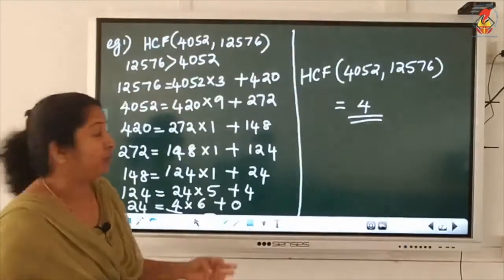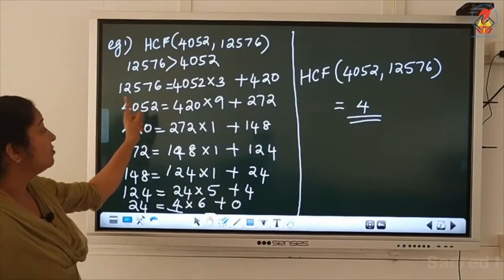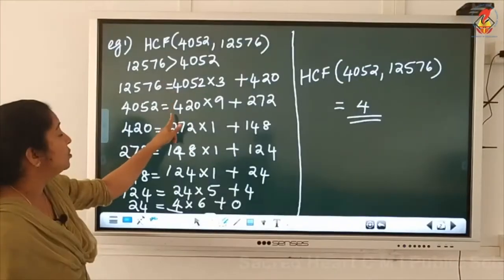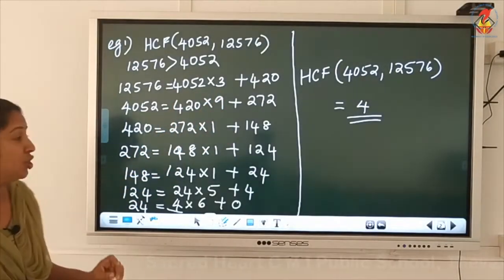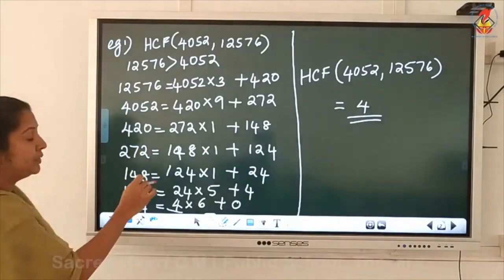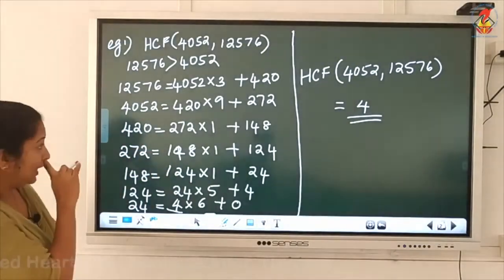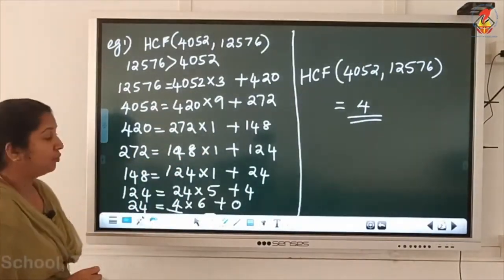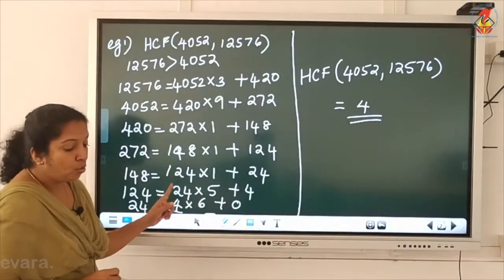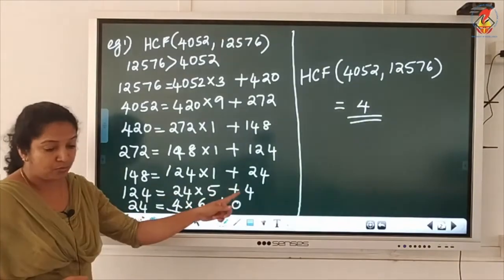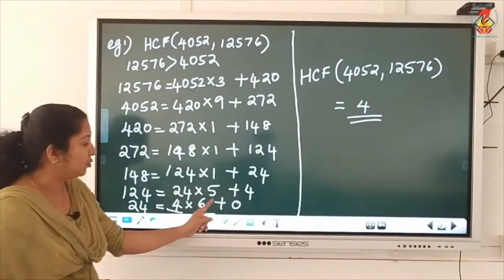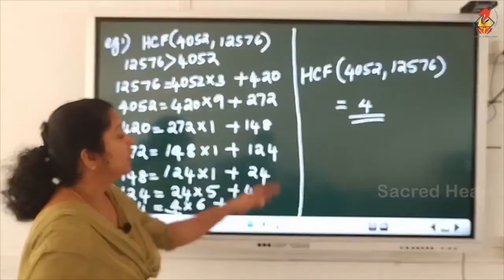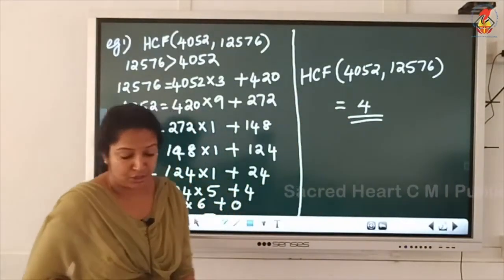12,576 is greater than 4,052. So, we can write 12,576 is equal to 4,052 into 3 plus 420. Then 4,052 is equal to 420 into 9 plus 272. Then 420 is equal to 272 into 1 plus 148. Then 272 is equal to 148 into 1 plus 124. Then 148 is equal to 124 into 1 plus 24. Then 124 is equal to 24 into 5 plus 4. 24 is equal to 4 into 6 plus 0. So, the last divisor is 4. So, that is the HCF.